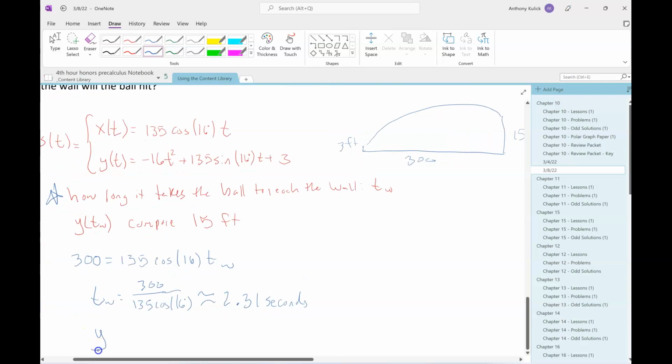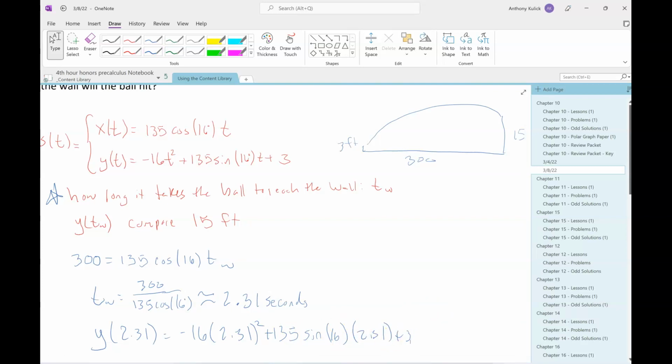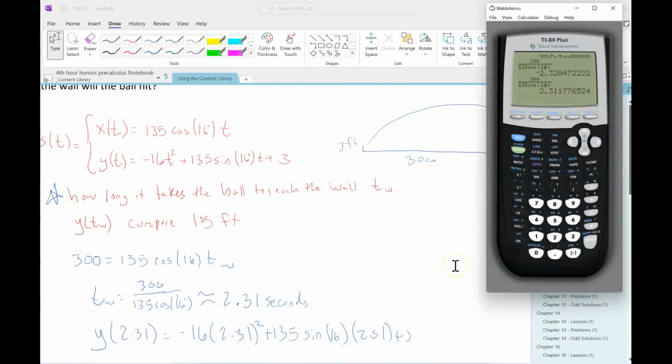So all I need to do then is find y of this 2.31. I can plug that in by hand. I mean, you could if you want to, but that's a lot of typing for my liking. So what I'm going to do is have my calculator plug it in.